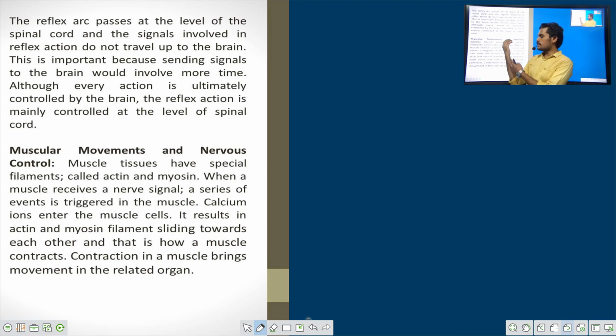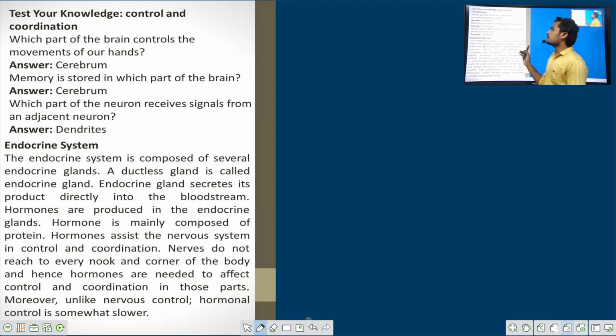Like my hand is lifted above, if I want to put it down, there is a release of calcium ions which initiate the filaments, actin and myosin, to contract, like I am contracting here. So this is clear with the nervous system.